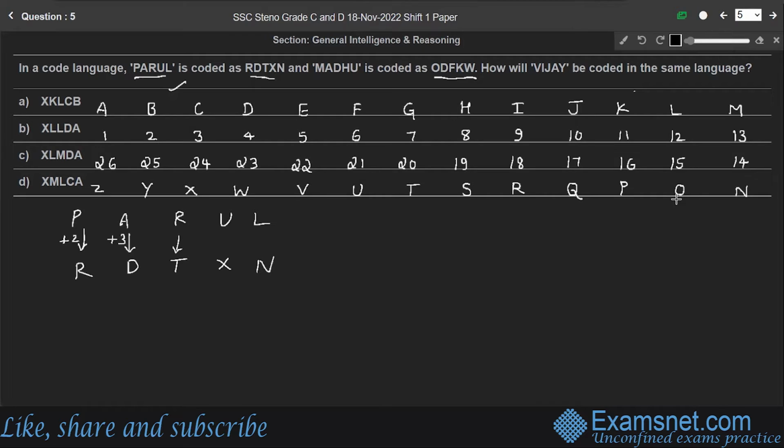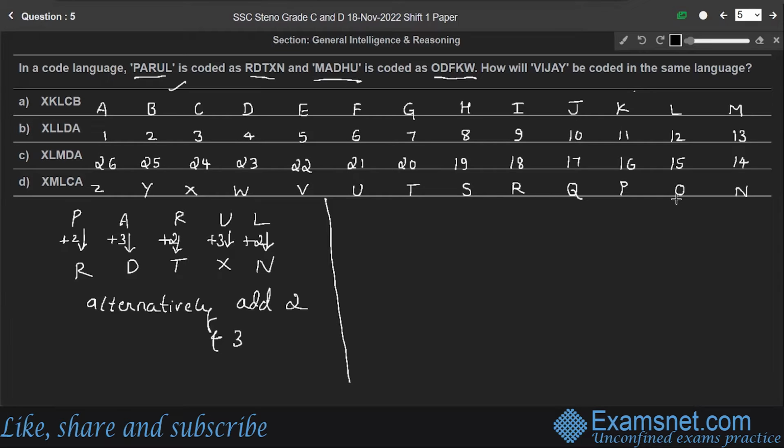And here R is 18, R is coded as T, so again I'm adding 2 to R. And U is 21, X is 24, U plus 3 becomes X, and L is 12, N is 14, so I'm adding 2 here. Alternatively, the numbers 2 and 3 are added to get the code. So here the logic is alternately add 2 and 3 to get the code.